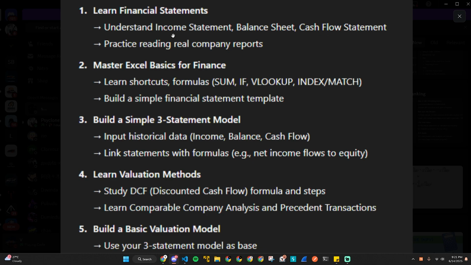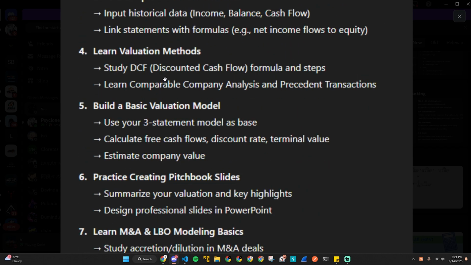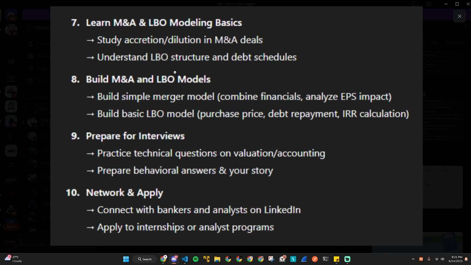Exactly. So this is the three statements. And this is Excel work. Cash flow, yep. Yes, okay, discount rate. Leverage buyout, yes. Accretion dilution, yes. Leverage buyout. Margin and acquiring, earnings per share. Price per, that's like earnings per share.